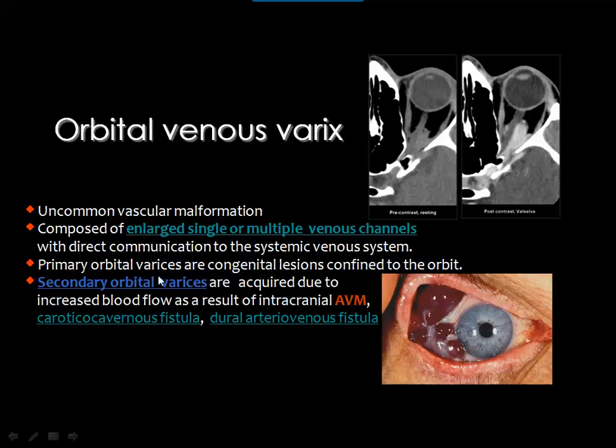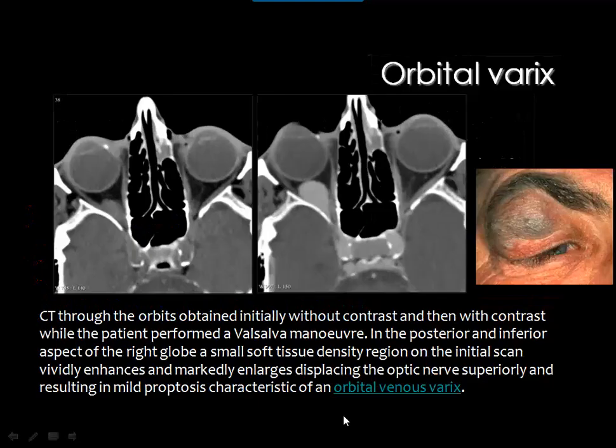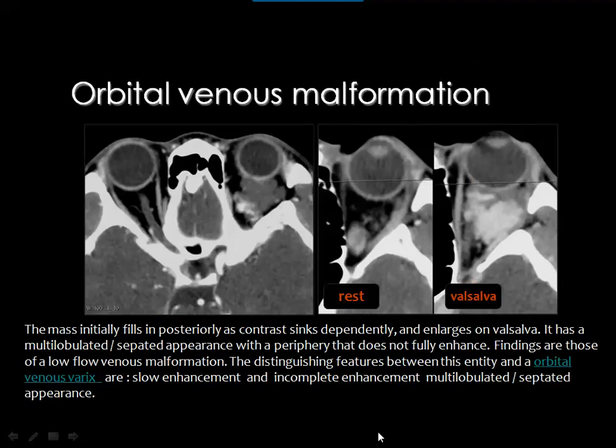But secondary orbital varix are acquired due to increased blood flow as a result of intracranial AVM or as a result of carotid cavernous fistula or dural arteriovenous fistula. And how to diagnose the orbital varix? This is a simple way, and this is the scan obtained without contrast injection, and this is the scan after contrast injection with Valsalva maneuver, and you got significant enhancement and distension of the orbital varix.